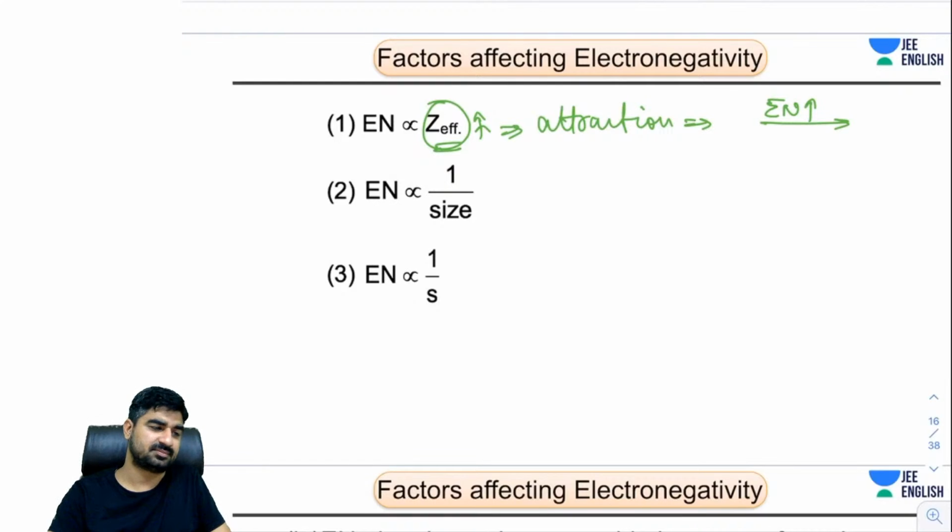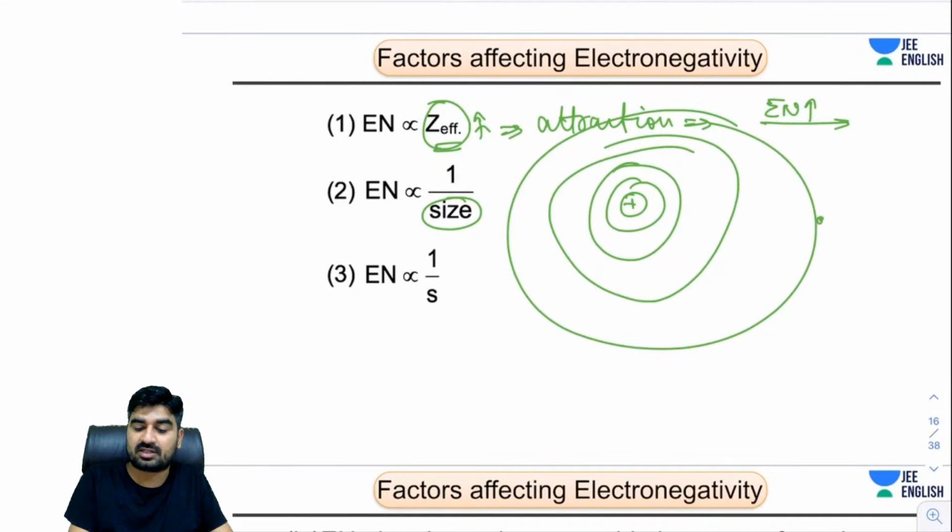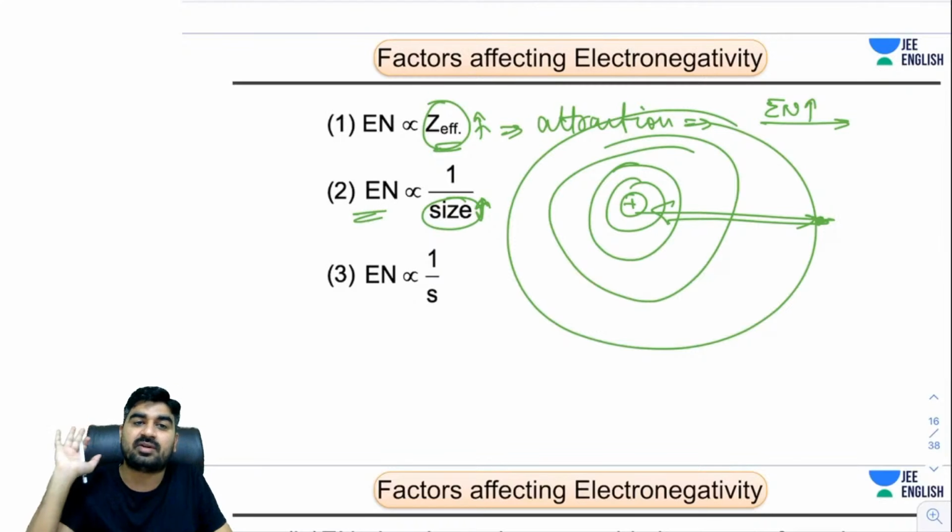Is that done? Yes. Now, what do you mean by size? If size increases, then definitely, if nucleus is here, first shell, second shell, third shell, fourth shell, if the fourth shell is taking part in bonding, then distance from nucleus will increase, and if size increases, then tendency to attract will also decrease. So as size increases, electronegativity will decrease.